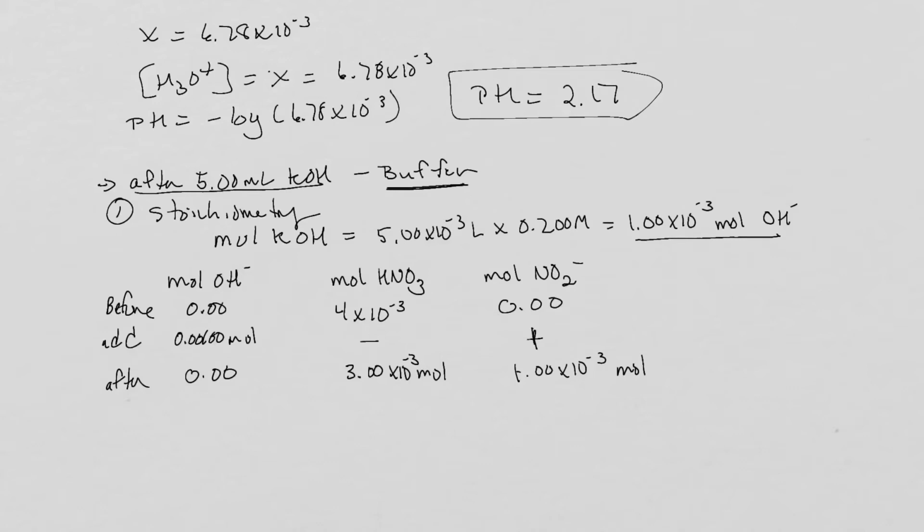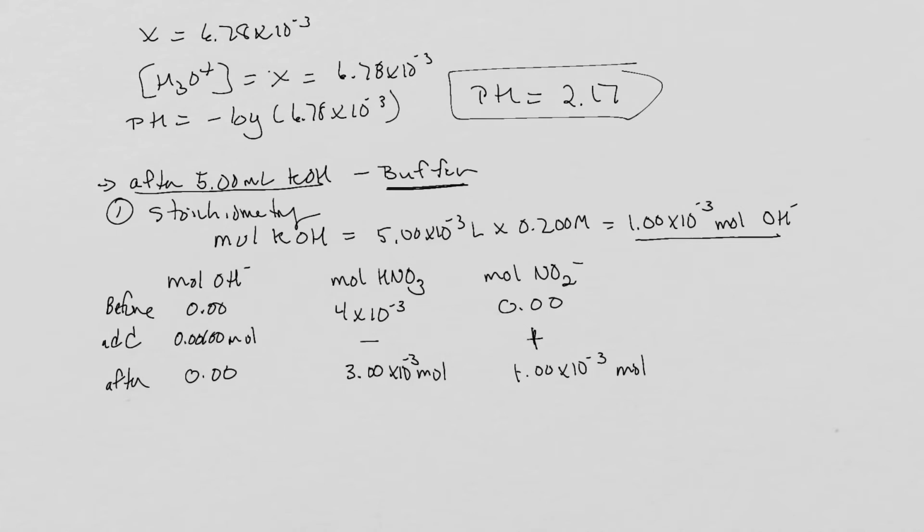We first have to figure out how we've changed the concentrations of our weak acid and our conjugate base. So we have to look at how many moles of base we've added, and then that'll tell us how many moles of conjugate base we've created and how many moles of acid we've lost. So the basic idea is we need to do a stoichiometry problem.